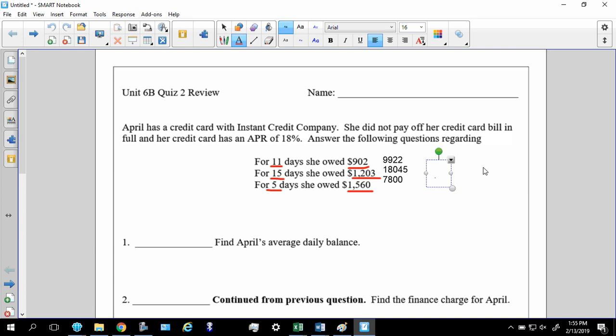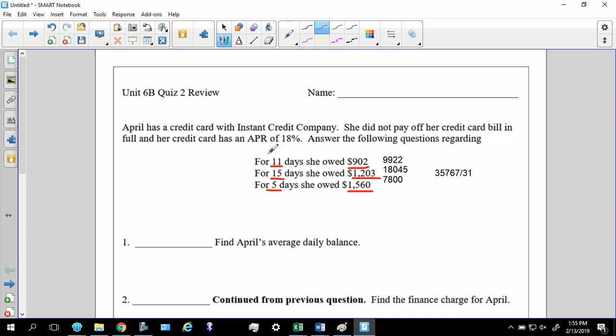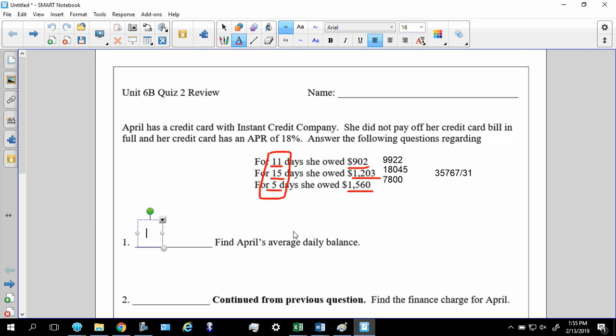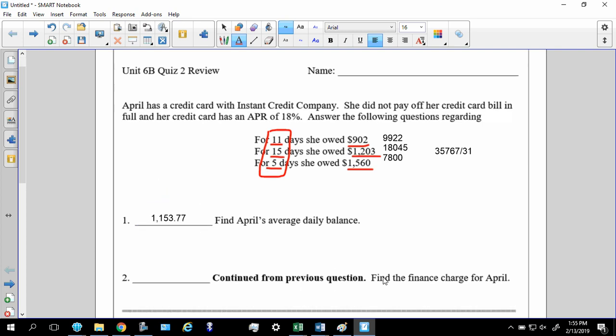Now what I'm going to do is add all this up, and when I add all this up I get 35,767. Now I'm going to divide this by 31, and the reason I'm dividing it by 31 is because 11, 15, and 5 add up to 31. So my answer ends up being $1,153.77.